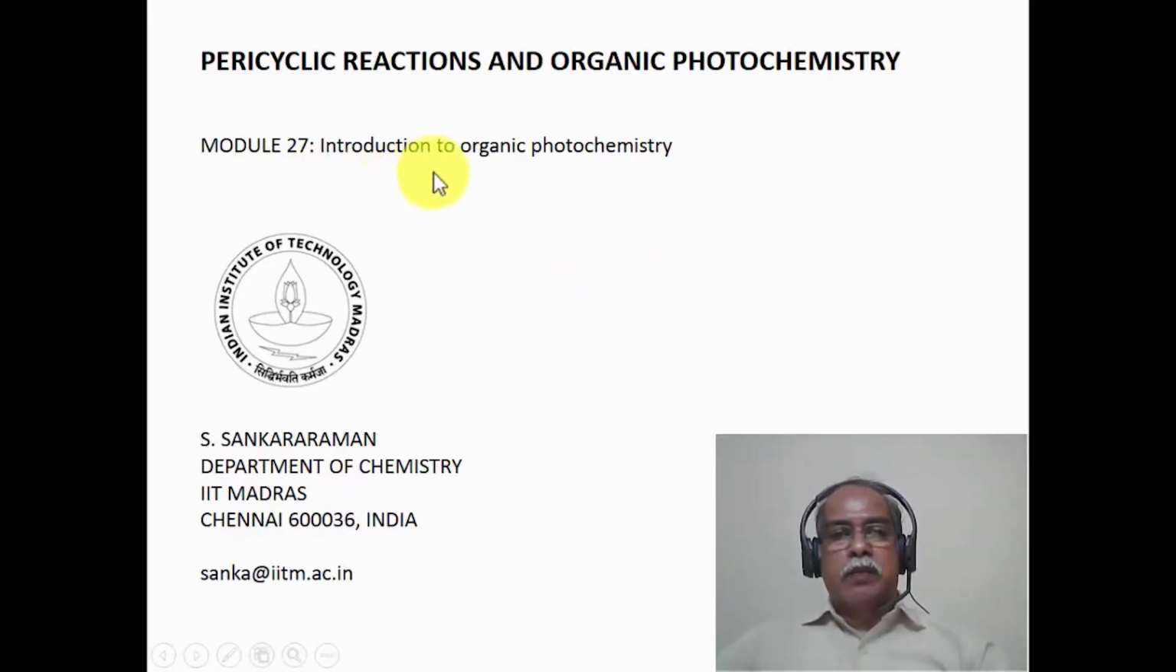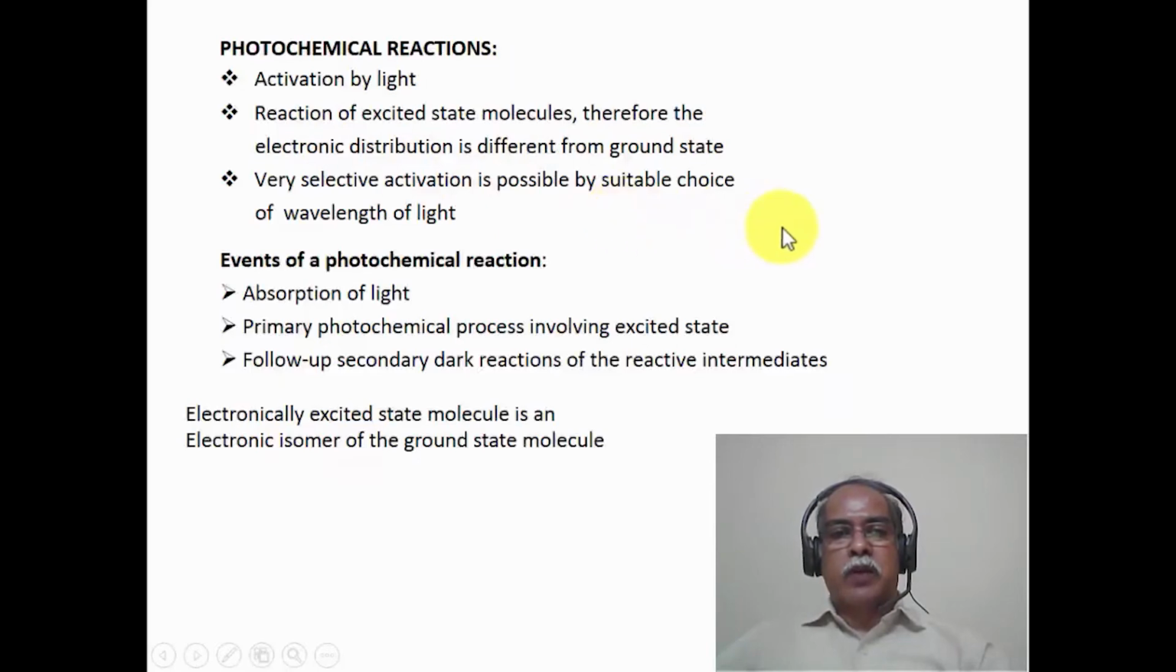Let us in this particular module see some fundamental concepts related to photochemistry in general, specifically the photochemistry of organic molecules. Photochemical reactions are essentially reactions which are activated by photon energy. In other words, the activation is by light. The energy associated with the photon is transferred onto the molecule by an electromagnetic radiation-molecule interaction process that takes place. The reactions involved are coming from the excited state of the molecule.